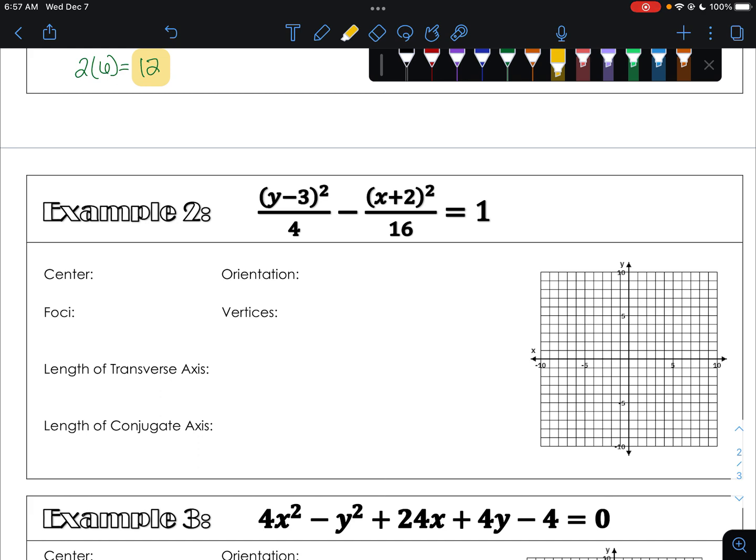So hopefully you gave this a try and paused the video. We see that the y squared comes first, which means that this is a vertical hyperbola. Since it is y squared minus x squared, that means it's going to open up and down. So this is a vertical hyperbola. Since we know that, we can go ahead and write the orientation. It's going to be up and down.